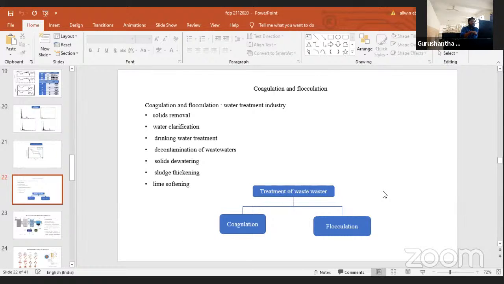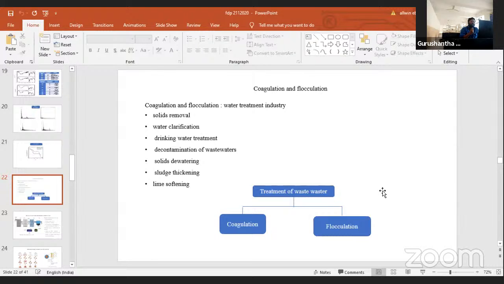Generally, what are the different processes we can use in wastewater treatment? One is coagulation and flocculation for the removal of solid material and also for water clarification, drinking water treatment, decontamination of wastewater, solid dewatering, sludge thickening, and lime softening. These are all the major uses of the coagulation and flocculation processes.